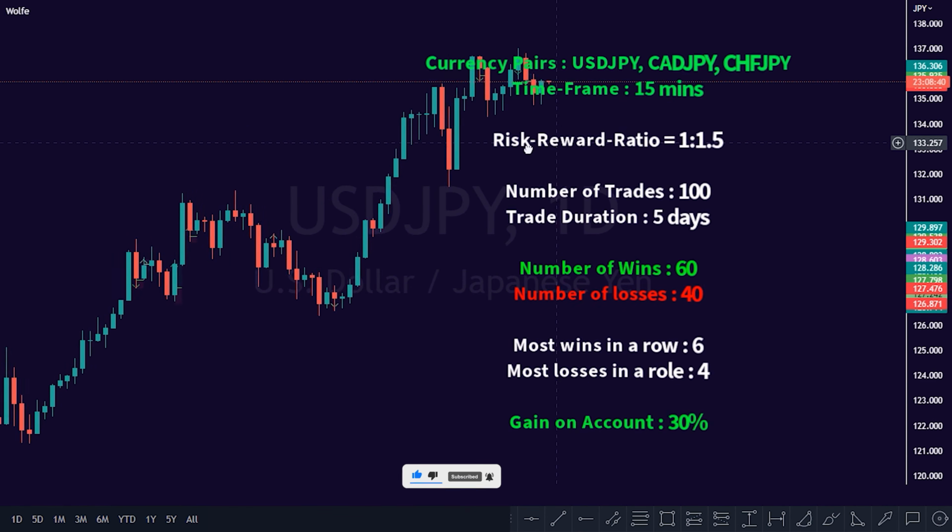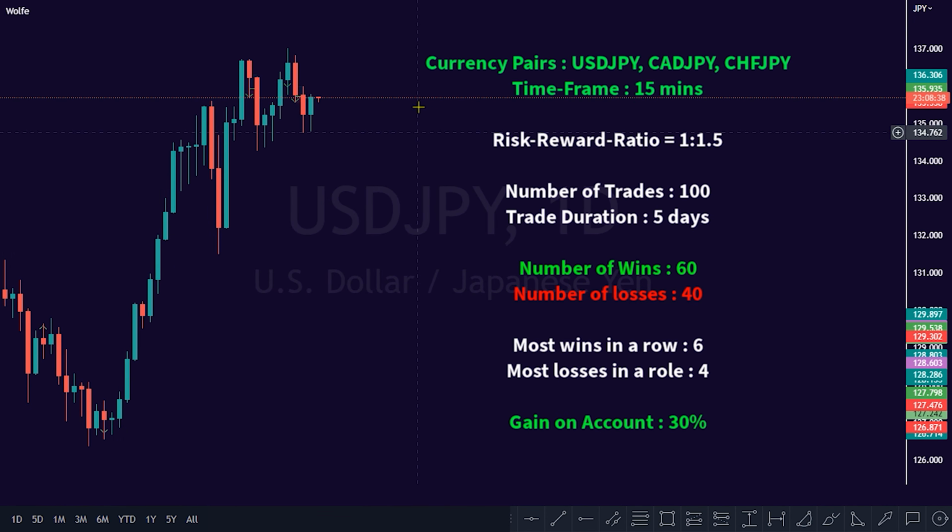Here are my 100 times back-tested trading results in a row based on the Wolfe scanner multi-zigzag indicator trading concept on the 15 minutes time frame in the Forex market. I implemented the 1 to 1.5 ratio. That was on 100 trades for 5 days. I got 60 wins and 40 losses.